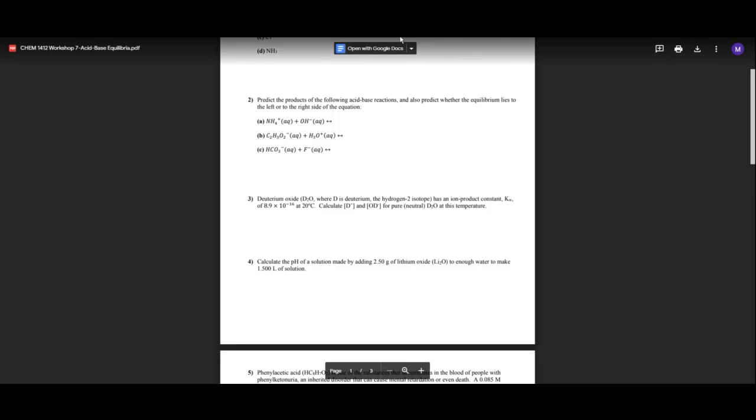Regarding number two, I was able to find the products for these acid-base reactions. However, I wasn't able to figure out predicting where the equilibrium lies, on the left or right side. This is based on the principle that equilibrium always lies on the side of the weaker species.